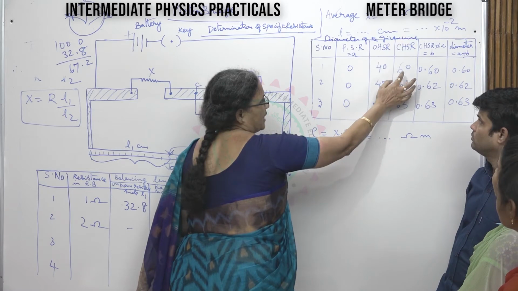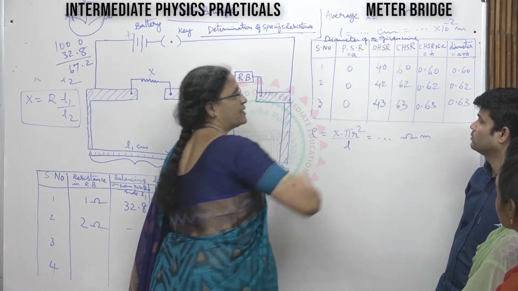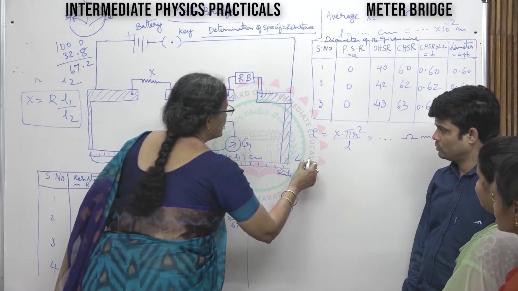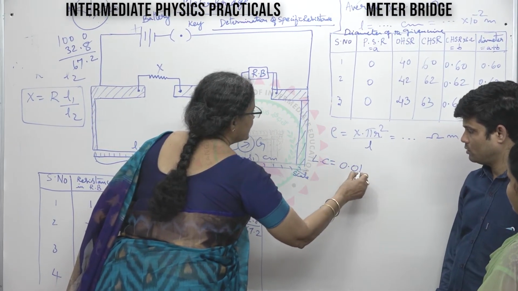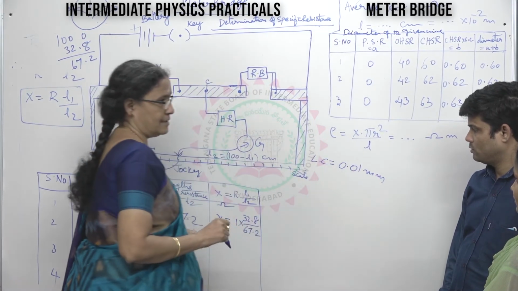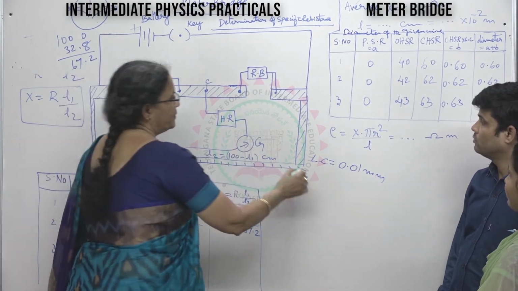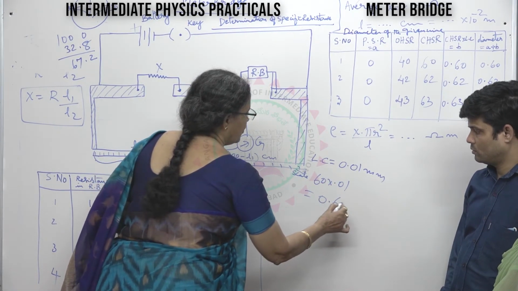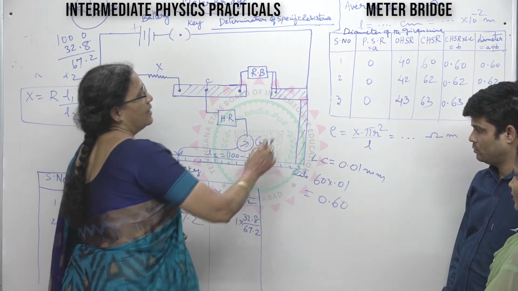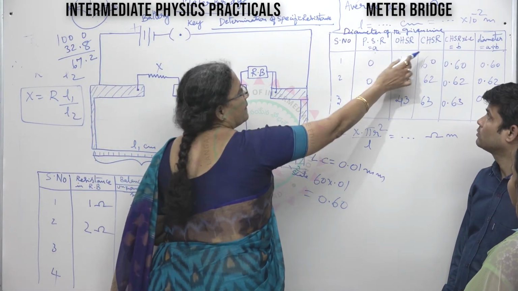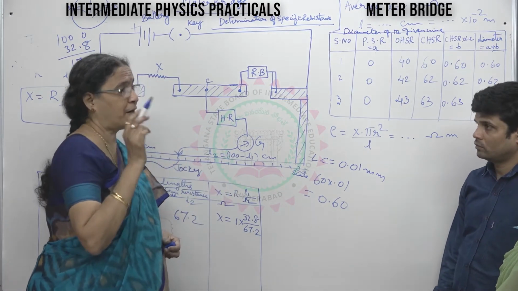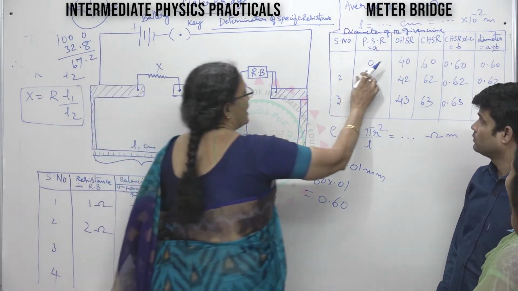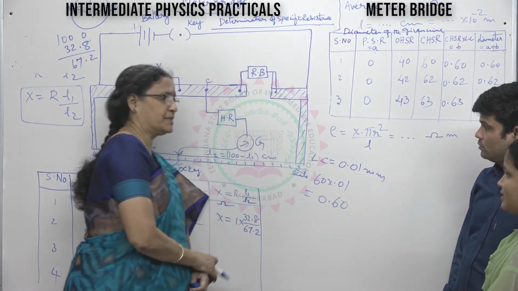Then you can leave this. My concentration will be on this: 60 multiplied by the least count. What is the least count of a screw gauge? LC of screw gauge is 0.01 millimeters. So I have multiplied 60 by 0.01. I'll get 0.60. Now this is A, the pitch scale reading. Corrected head scale reading multiplied by least count is B. Diameter is A plus B. So 0 plus 0.60 is again 0.60.